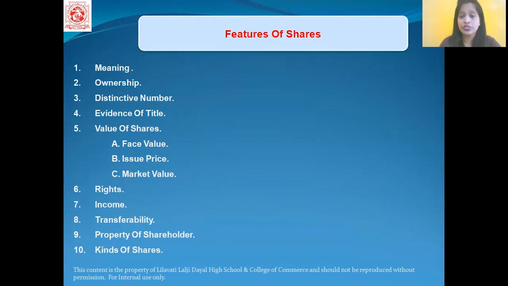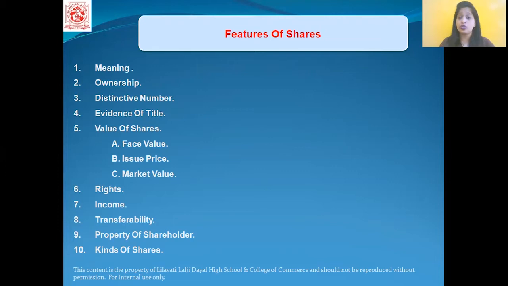Next, you have rights. There are certain rights of the shareholders, like inspecting statutory books, attending meetings, receiving dividend, right to vote. These are the rights of the shareholders. Income: the shareholders receive dividend as part of income, as the return on share. Next, transferability. The shares of a public limited company, students, are freely transferable. Property of the shareholder. The 9th point here says that the property of a shareholder is movable, meaning it can be transferred from one person to another.